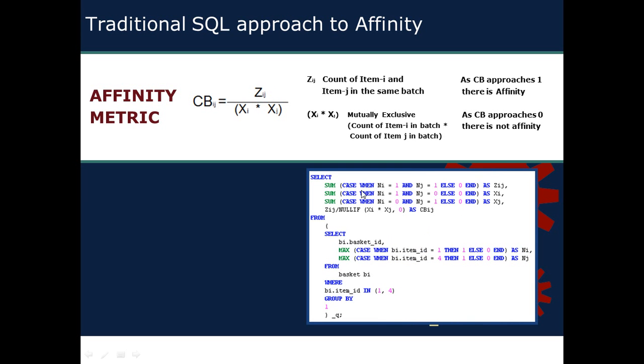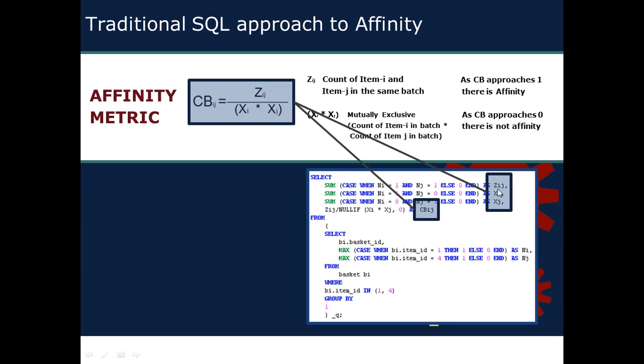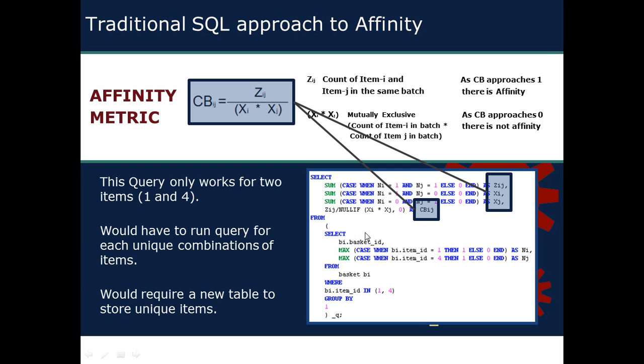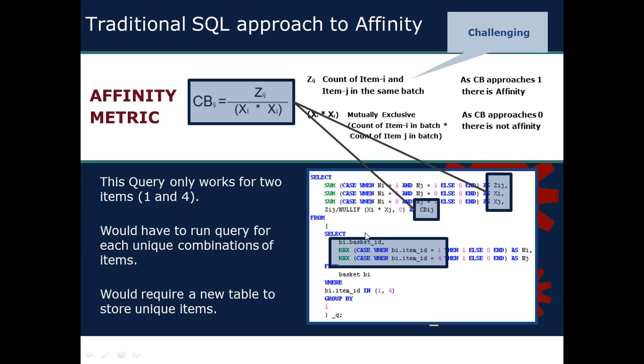Now if you look below, this right here is a SQL command that looks like this particular model. So you can see Zij, Zij, Xi, Xj, which is right here, which is done in SQL. Fairly simple SQL statement to write, and then you have the product of that, which is CBij, and then the rest of the statement. The limitation is that it only works for two products, 1 and 4.